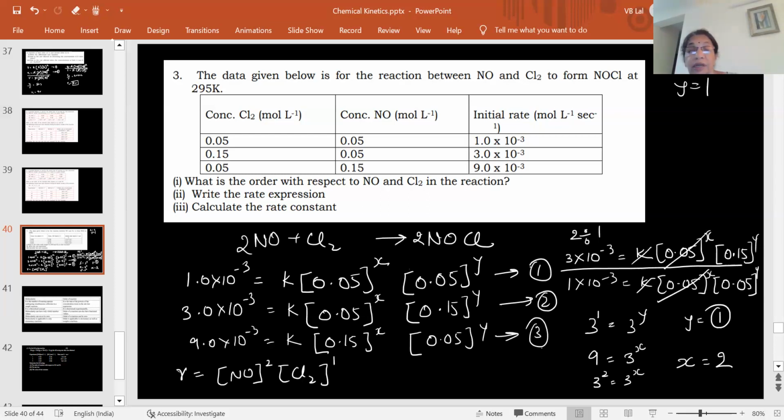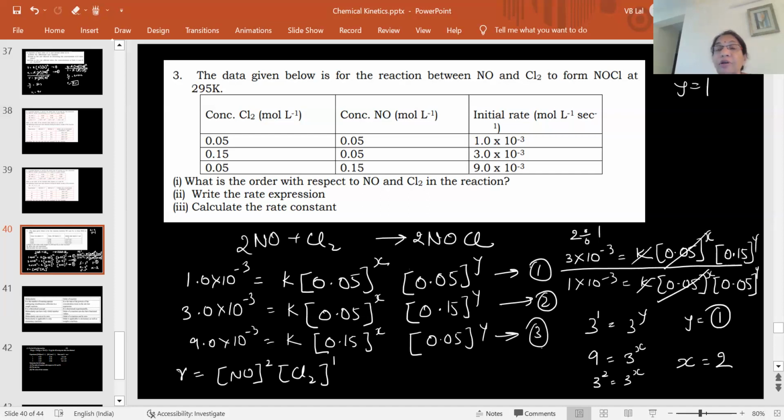It is a chance that here the stoichiometric coefficients are the orders of the reaction. It's a simple reaction, so these are the orders of the reaction. Now you see here R is equal to [NO] raised to 2, [Cl2] raised to 1. So order with respect to NO is 2, order with respect to chlorine is 1. Overall order of the reaction is 3. So we have got this answer. Order with respect to NO and chlorine, 2 and 1. Write the rate expression. This is the rate expression.